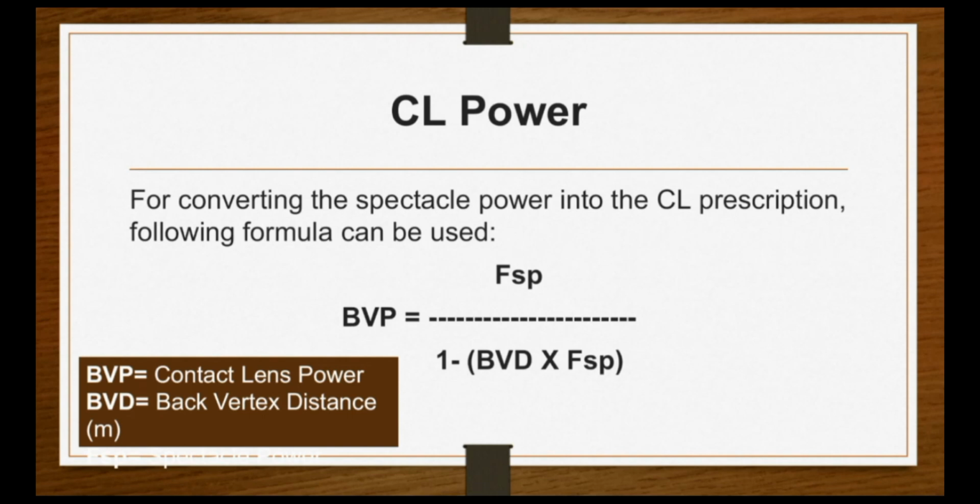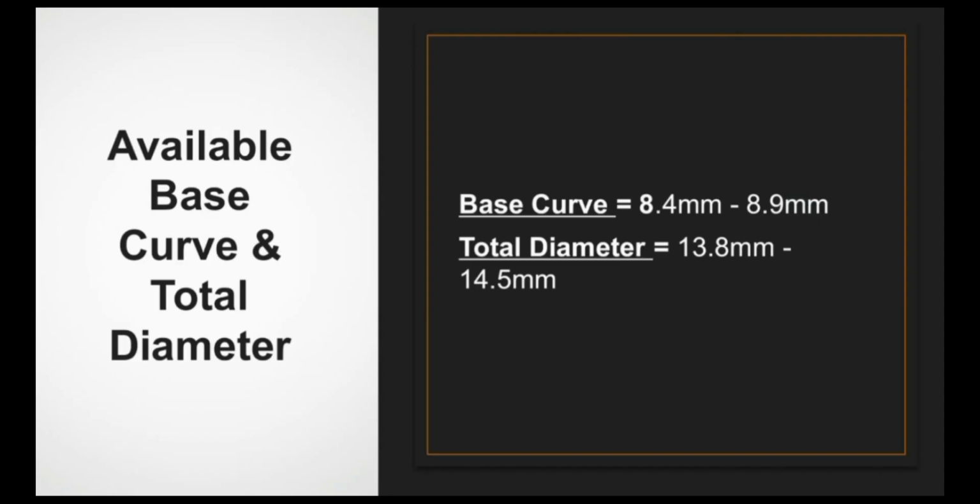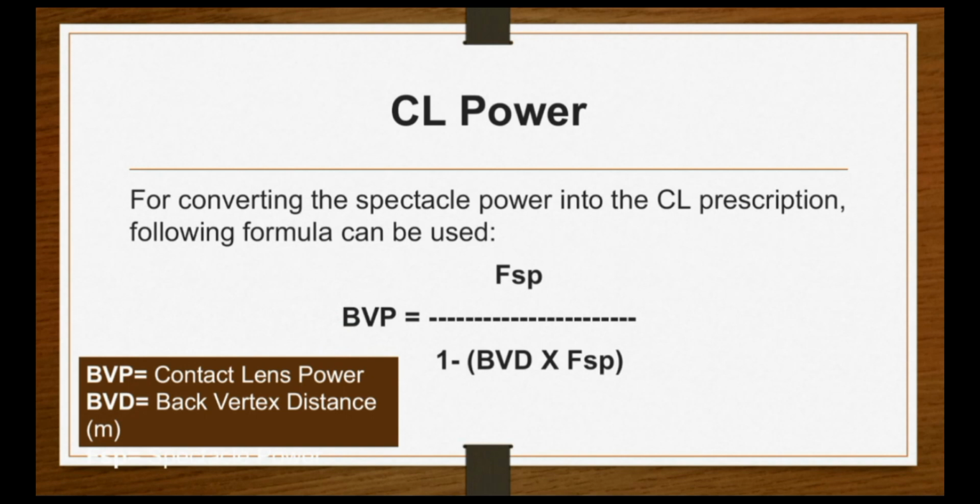Next we have the contact lens power. I have told you that with refraction you can obtain the spectacle power prescription, right? You can convert it into the contact lens prescription by using the formula for back vertex power, which can also be considered the power of the contact lens, and it equals the spectacle prescription. FSP means the power of the spectacle. After doing the refraction you come to know the patient has -3 sphere, so you have to put -3 over here, divided by the back vertex distance.